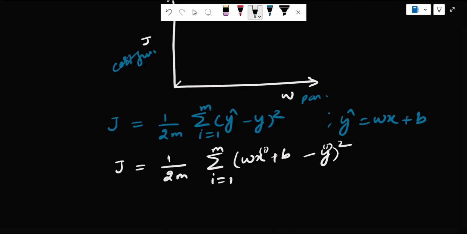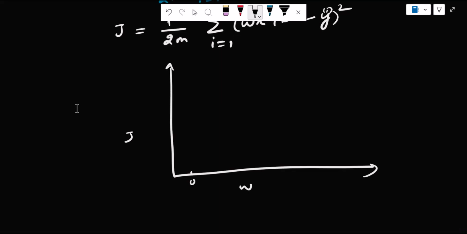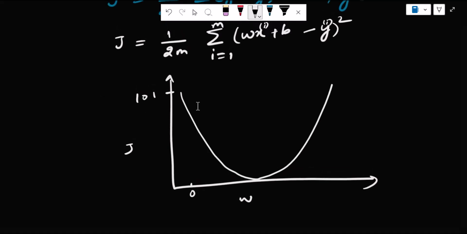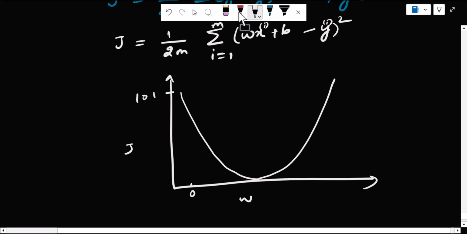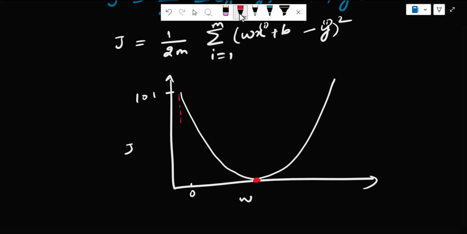So we see that J is related to the squared power of w. If we draw a graph between J and w, let's draw it here. Let's start with w equal to 0 from here. We already saw the value of J for w equal to 0. Now since J is related to the squared power of w, we can draw a parabola. So let's say this is the graph. And we know that J is minimum at this point. And we also know that right now at w equal to 0, J came out to be 101.